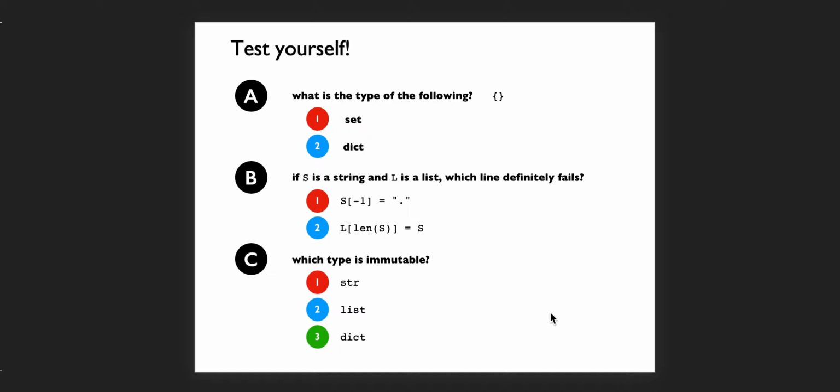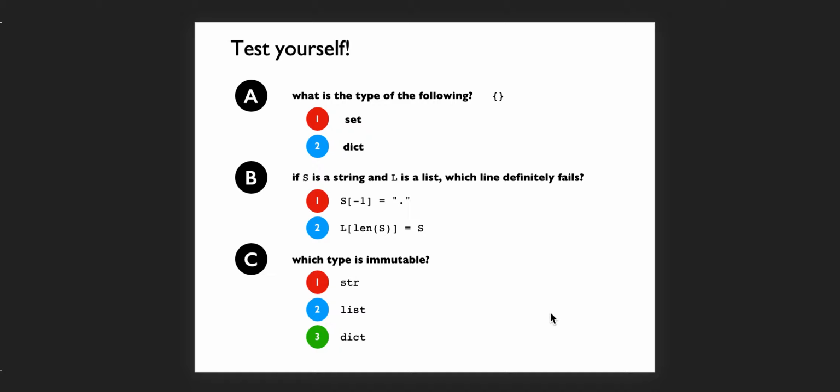Your answer options are option 1, S of -1 equal to string, and option 2 being L of length of S is equal to string. I'll give you a couple of seconds to think about this. Alright, the correct answer to this question is actually option 1. A lot of students think that the answer is option 2, but that's not correct.